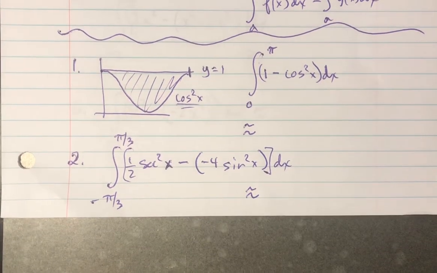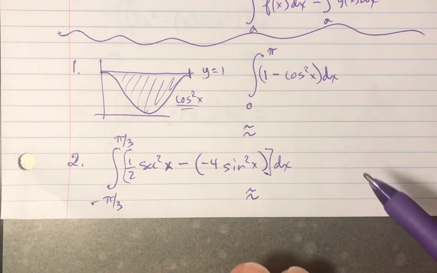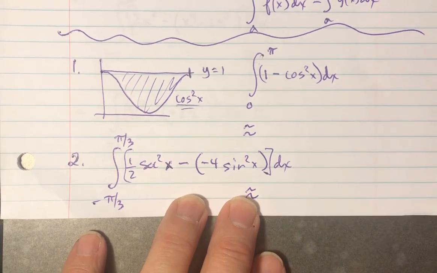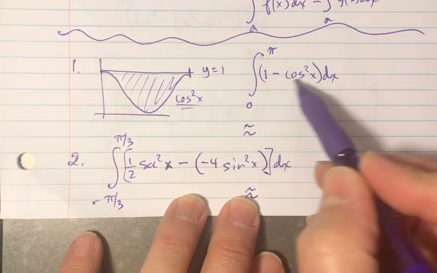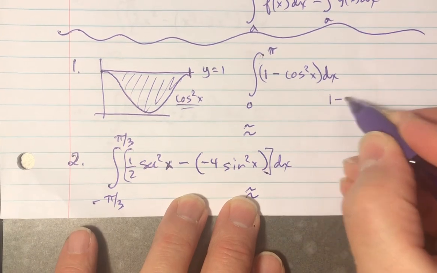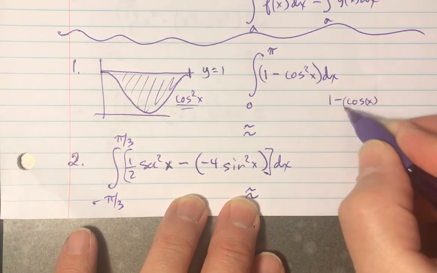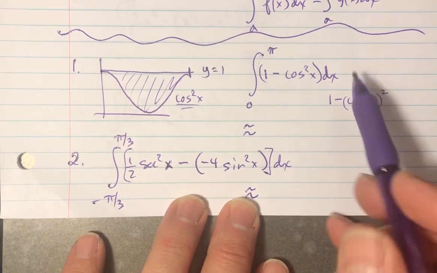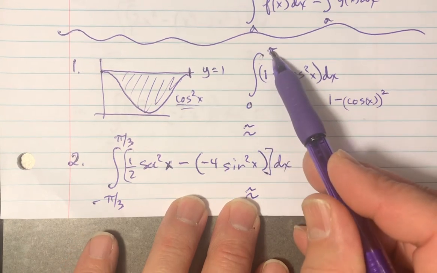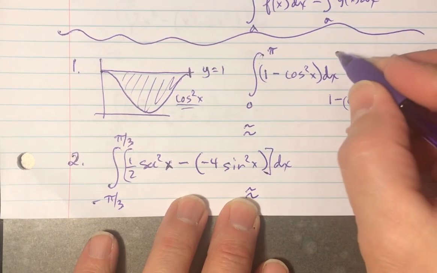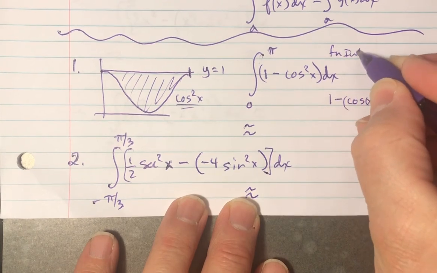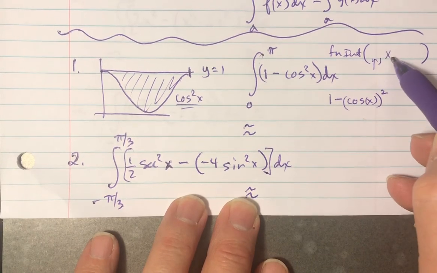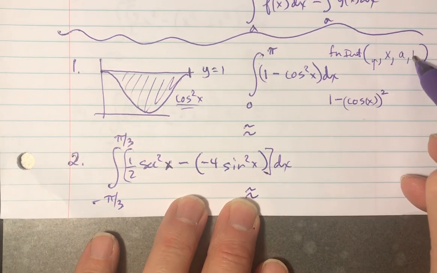All right, let's check some answers here for numbers 1 through 6. It's very important here when you put this into your calculator that you're in radian mode first of all, but then when you put this in, it should be 1 minus cosine of x squared. So make sure that you put it like this into your calculator, and then you're going to integrate from 0 to pi. So when you put this into fnInt, remember fnInt needs 4 things. It needs the function, it needs the variable, and then it needs a, and then it needs b.